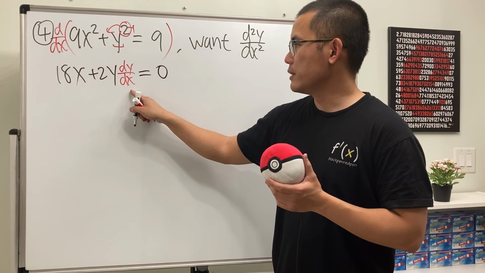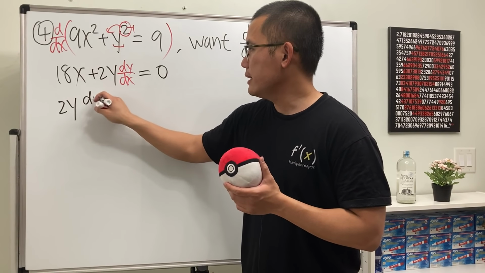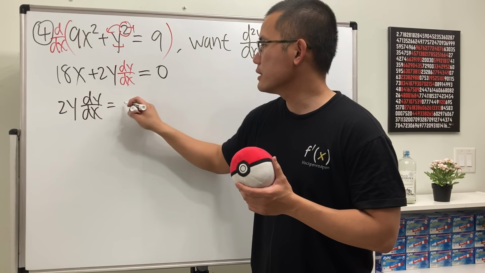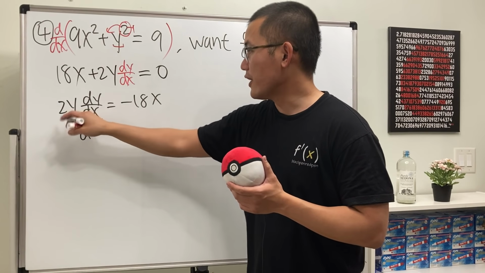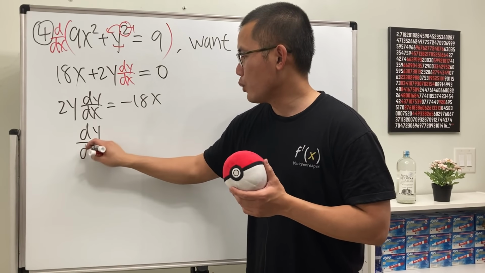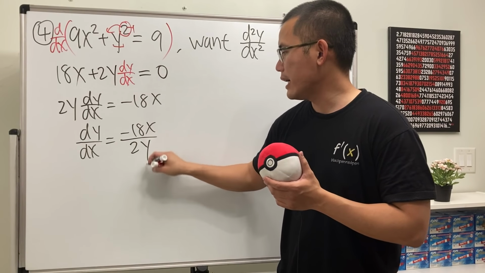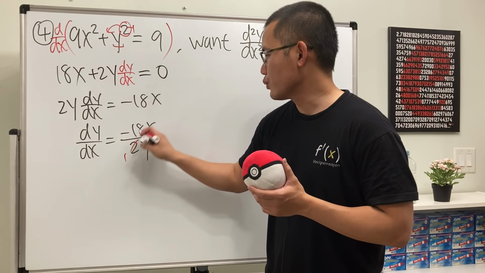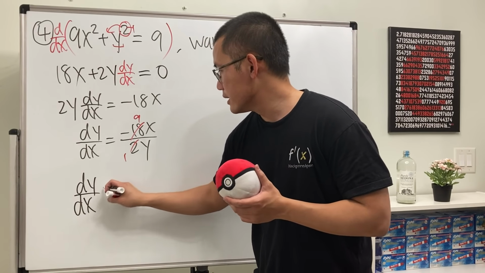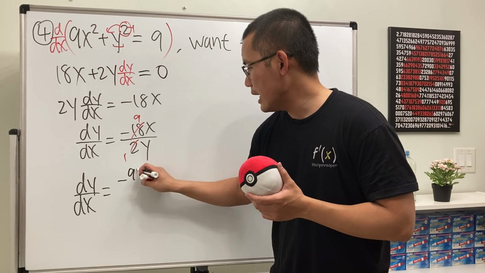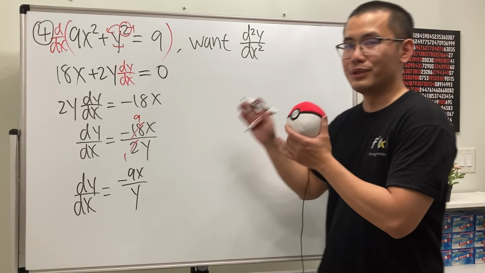Now get the first derivative by itself. Move this to the other side, so we get 2y dy dx equals negative 18x. Then divide by 2y on both sides, so we have dy dx equals negative 18x over 2y. We can reduce this a little bit, this is 1, this is 9. So the first derivative is negative 9x over y. Pretty good, but we have to do this again.